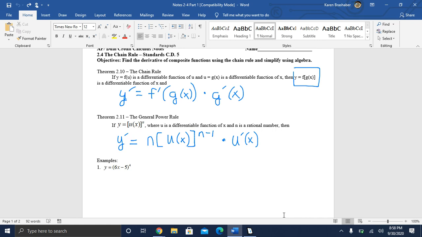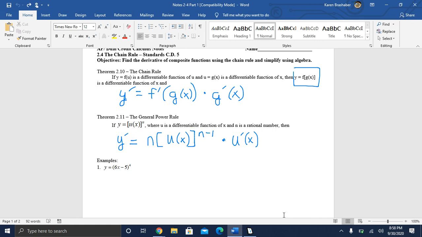So we have y equals 6x minus 5 in a quantity to the 4th power, and to avoid having to do the chain rule, we could multiply out 6x minus 5 times itself 4 times, creating individual terms that we could just use the power rule on. But I actually think that doing the chain rule is a little bit quicker and easier.